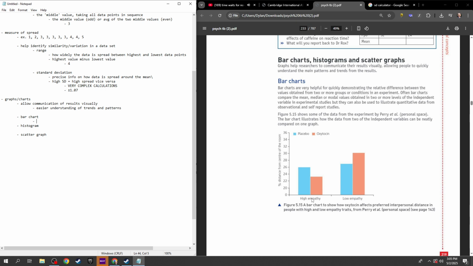As we see here, this is a high empathy, low empathy group. Percentage distance from the center of the room. If you don't remember this study, it's just the preferred interpersonal distance study, and you can see high empathy people on oxytocin had the lowest PID, while the effect was the opposite for people with low empathy. Their preferred interpersonal distance went up when they took oxytocin.